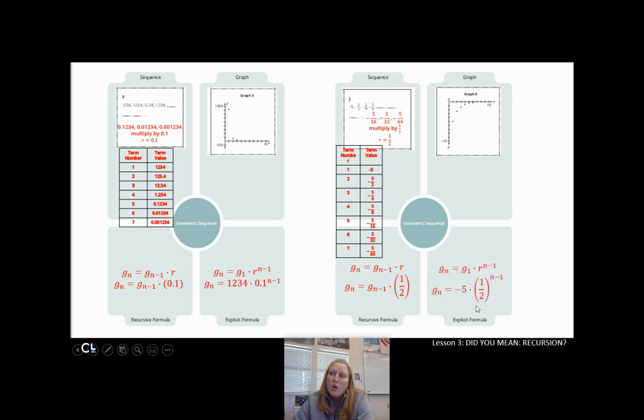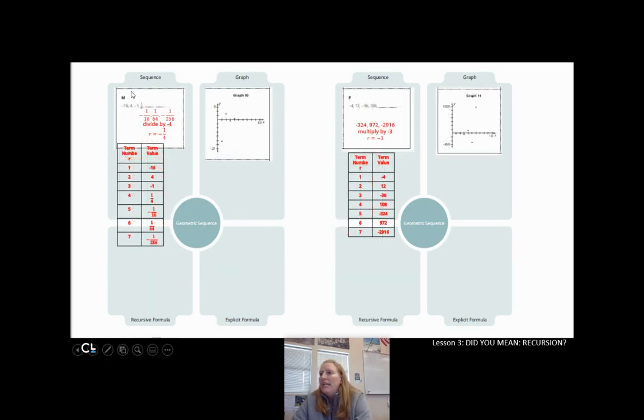Boom, there you go. My next sequence is sequence M, which means my common ratio is -1/4, which I put into my recursive formula. Notice I included the negative inside those parentheses. You don't want to lose it. So I deliberately use parentheses to keep that negative safe and the fraction safe. But for my explicit formula, I also need my first term, which is -16. And I plugged in both for G sub 1 and for R.